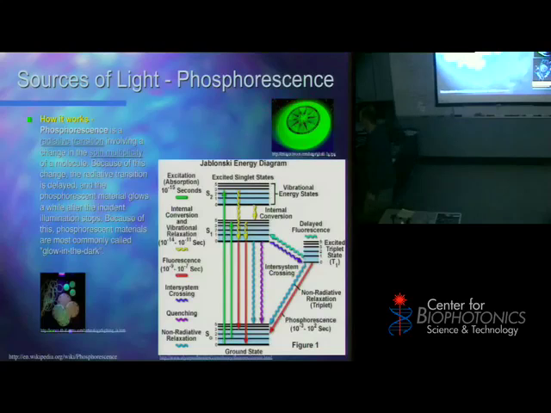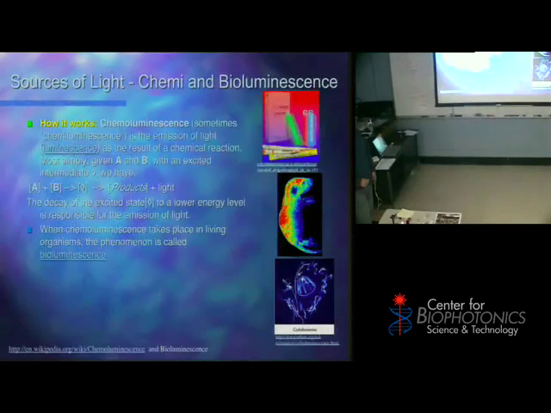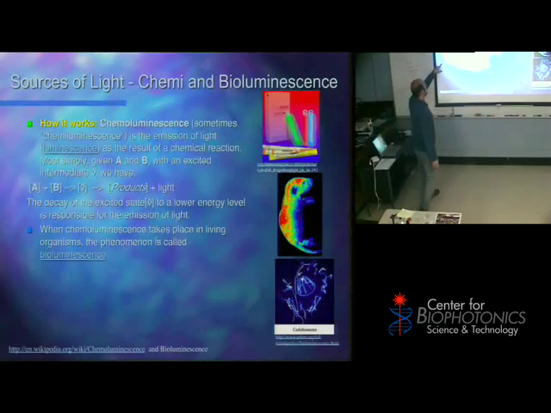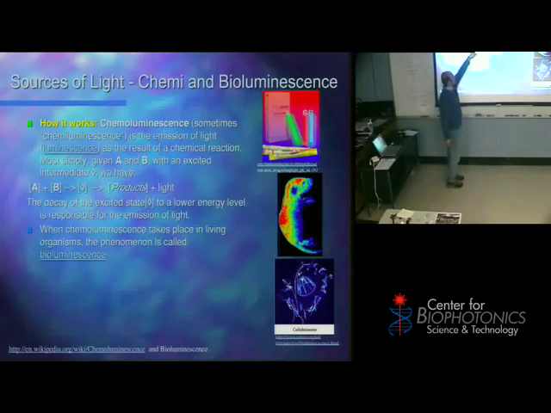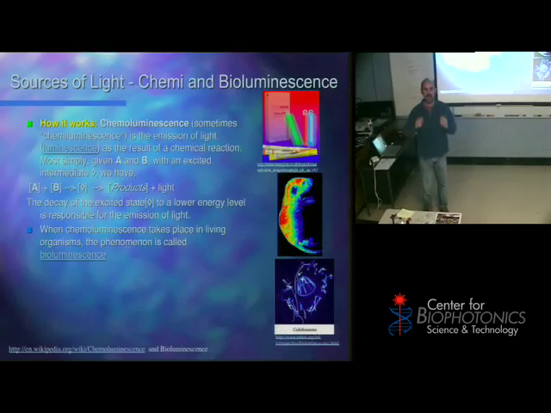Then we have chemiluminescence. Chemiluminescence is basically what happens in those light sticks. I think you mentioned it earlier. You've got a chemical reaction that causes some atoms to be excited, and then when they come back down, they re-emit light in a chemical reaction. You get A plus B going to some excited state intermediate, which then yields your products plus light. Now, if chemiluminescence happens in something living, then it's called bioluminescence.